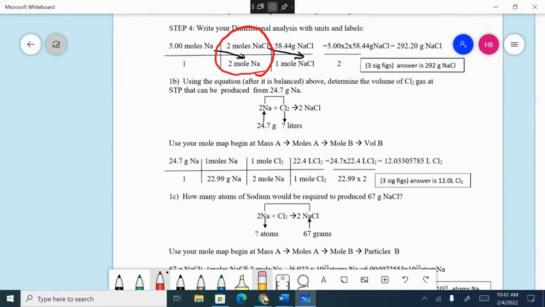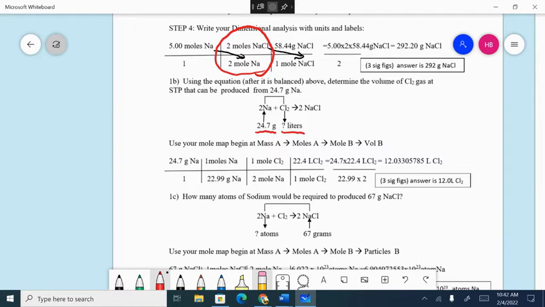Determine the volume of gas at STP that can be produced from 24.7 grams. So the first thing I'm going to do is write my given underneath the substance it is. So I wrote 24.7 grams underneath sodium, and I'm going to draw an arrow to what they asked us to find, which is volume of a gas.